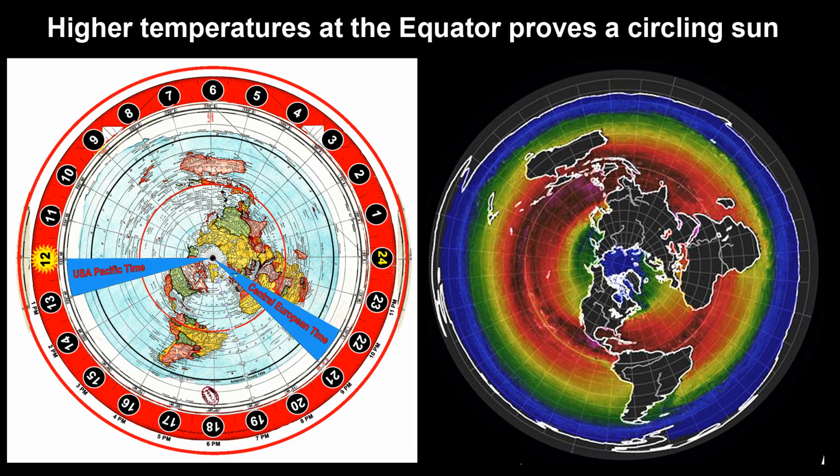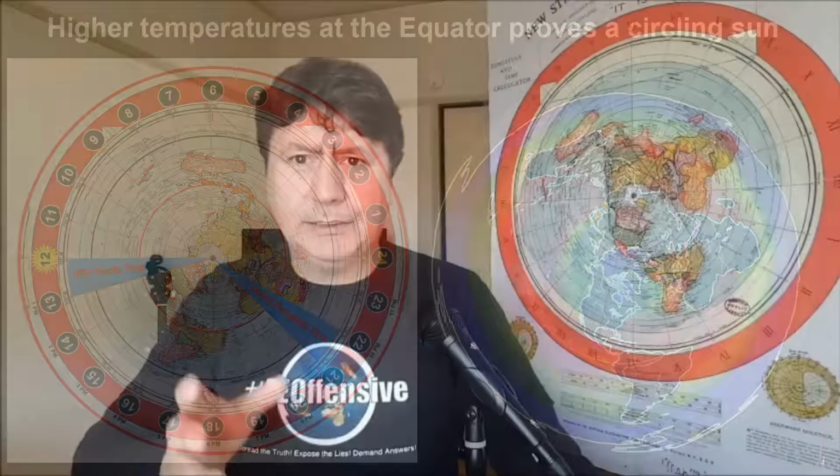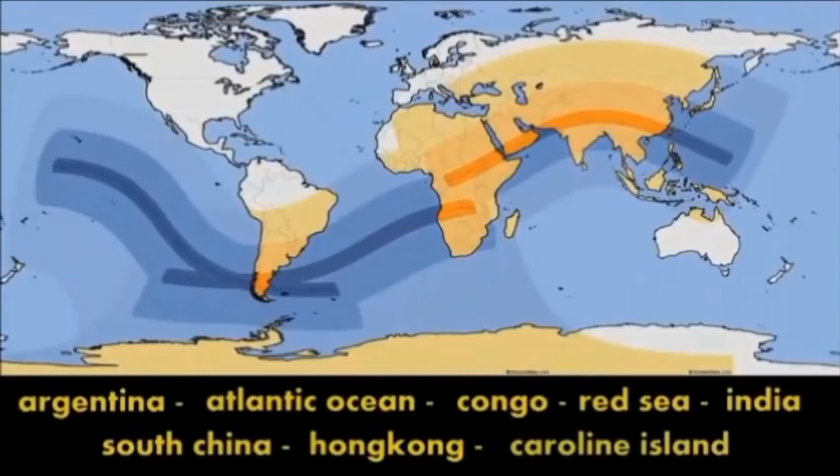I want to show another proof that the sun really circles over the flat Earth, and we will look at some of the eclipses that have happened in the past and some of them that will be happening in the future. It goes from Argentina, across the Atlantic Ocean, Congo, Red Sea. Then we have another one that starts in mid-Africa, goes through the Red Sea, India, and South China. And the last one goes over the Pacific Ocean, over Caroline Island.